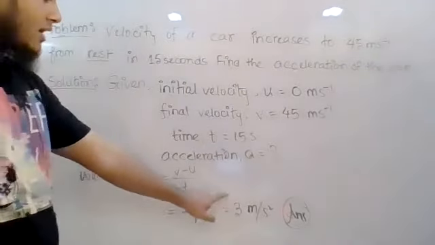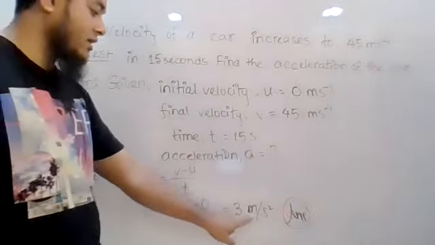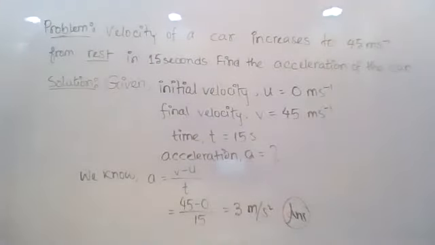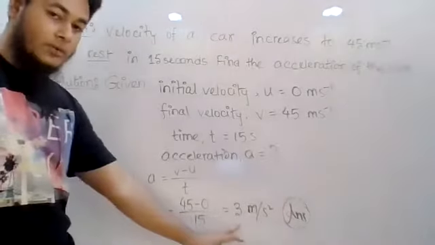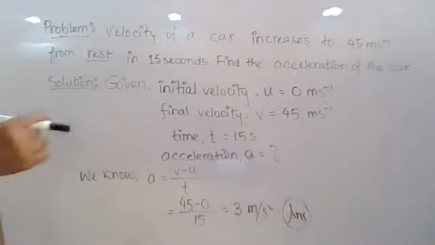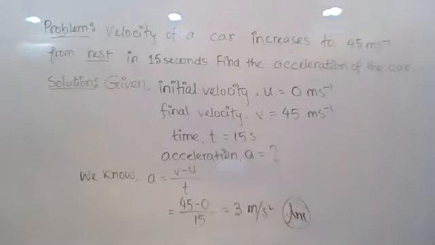In the answer, writing only 3 is not enough. You have to write the unit also, meter per second square. I have seen some students don't understand the importance of writing the unit. They just write 3 over here. If you write only 3, then the teacher who is going to examine your paper has the liberty to deduct some marks. So do not give that opportunity to any teacher. Write in such a way that there is no opportunity to deduct your marks.